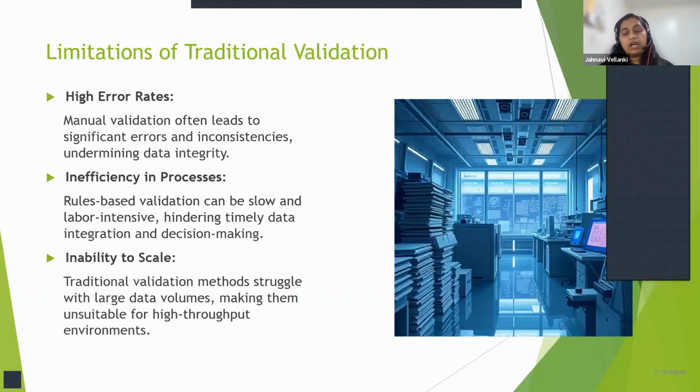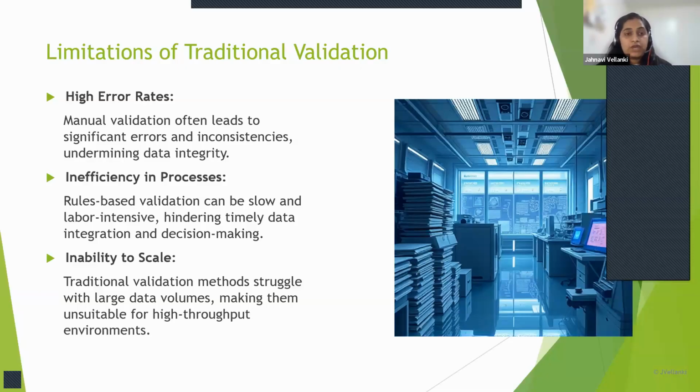Now, we can talk about the traditional way of middleware validation that we have currently. Traditionally, we have used manual or rule-based validation methods, and these are slow and error prone. There is a lot of human involvement and resourcing, and they don't scale up as we need when a large volume data set is involved. They struggle to handle the data velocity and complexity that modern life sciences demand.